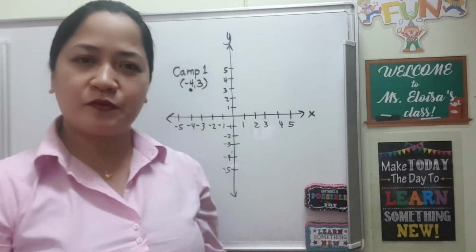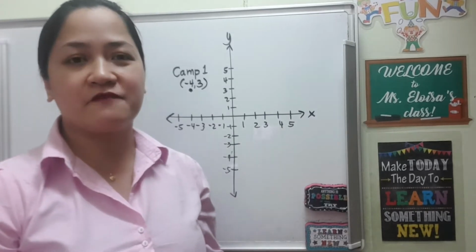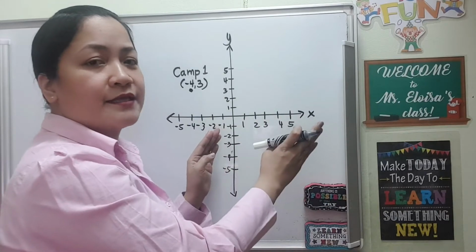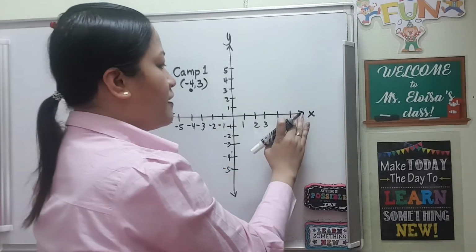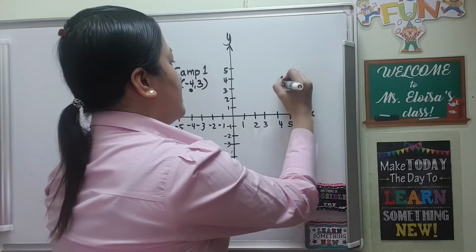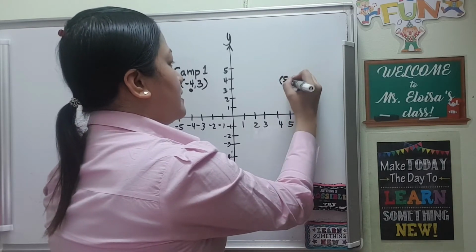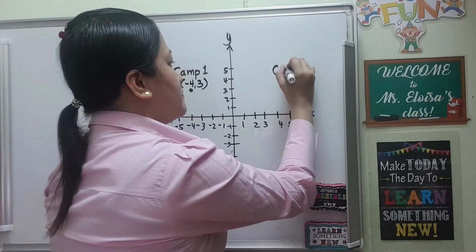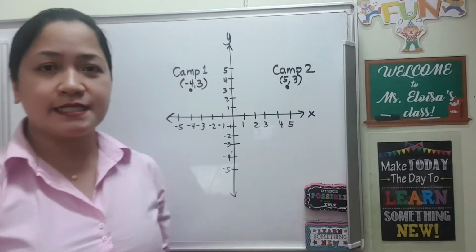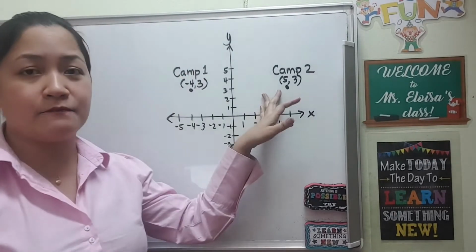And then Camp 2 is found at point 5, 3. So that means from the origin, we go 5 units to the right and then 3 units up. So 5 and then 3. This is Camp 2. Now we are going to find the distance between Camp 1 and Camp 2.